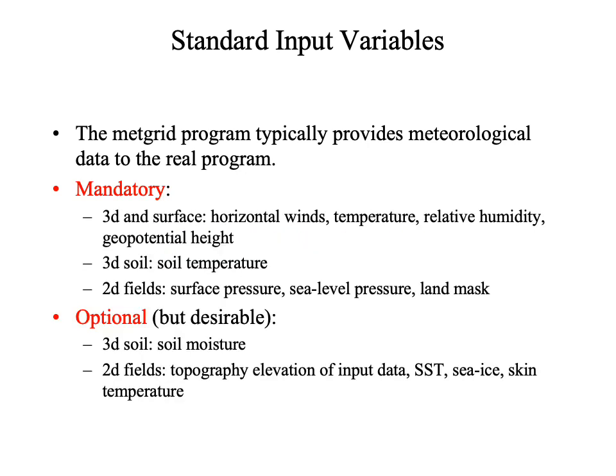The fields that go into the real program that come from WPS are broken into mandatory and optional fields. This data comes from either the GeoGrid program, such as static data, topography, land categories, etc., or it's meteorological information, and it came from the decoded GRIB data from UNGRIB. The mandatory data includes fields that you would expect: the 3D and surface information from horizontal winds, temperature, some sort of moisture, and the height field.